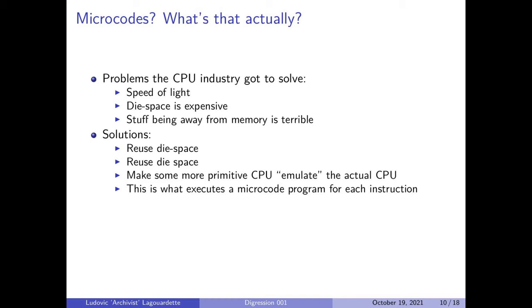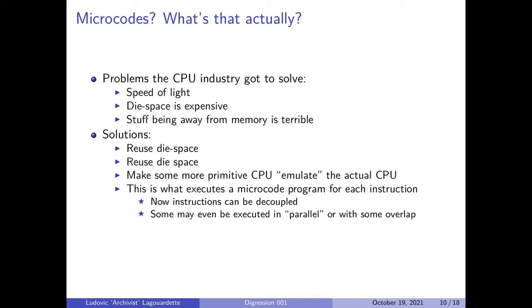And now we can decouple the instructions and what they are doing. So we can make complex instructions with several steps and reuse machinery of the CPU. And this allows us to also execute these instructions partially in parallel so that they can overlap slightly.